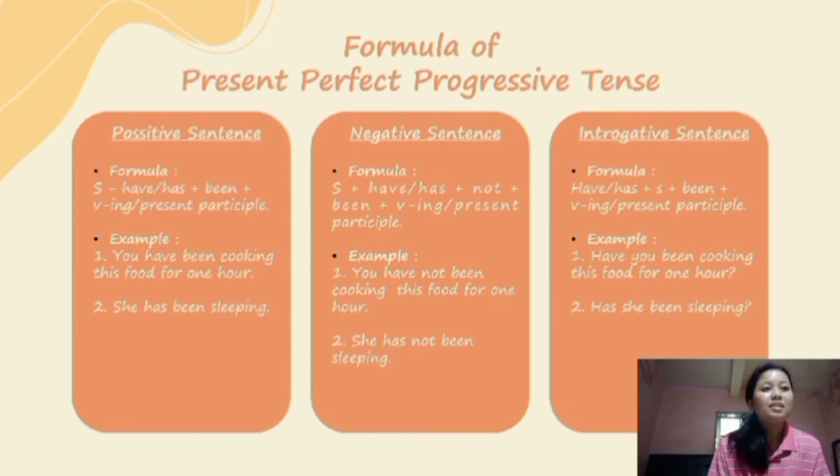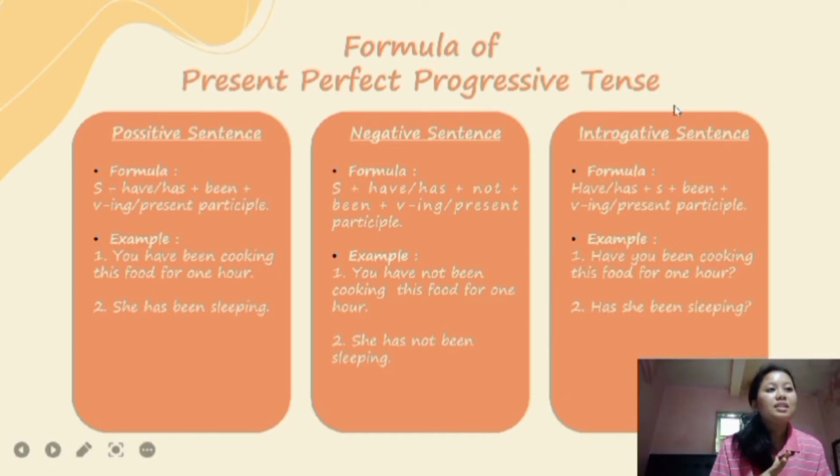Then the next sentence is the negative sentence. So the formula for this sentence is subject plus have or has plus not plus been plus verb ing. And the examples are: you have not been cooking this food for 1 hour, and the second example is she has not been sleeping.